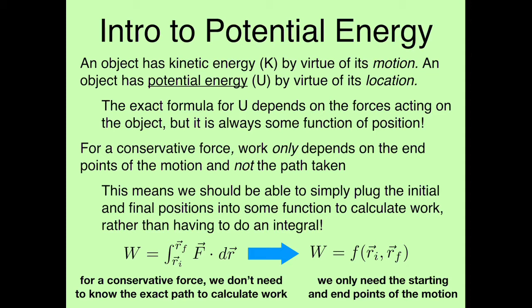But if you have a conservative force, you shouldn't even have to do that. We don't even need to know what the path is. We just need to know the starting position and the ending position. We don't need to do this crazy integral. In other words, if I want to calculate the work done by a conservative force, I should just be able to plug in the initial position and the final position into some formula, and the work should pop out of that formula. This mysterious formula that I'm referring to here is called the potential energy.